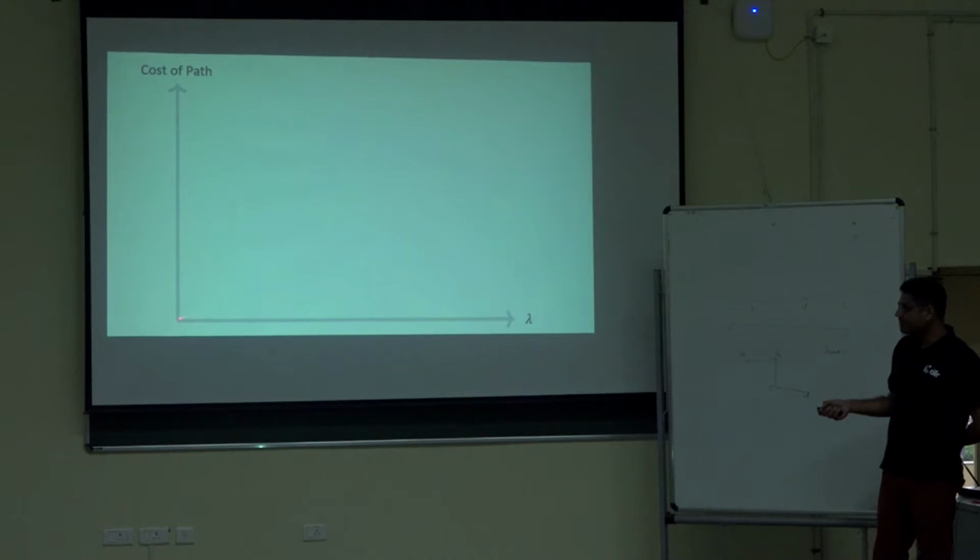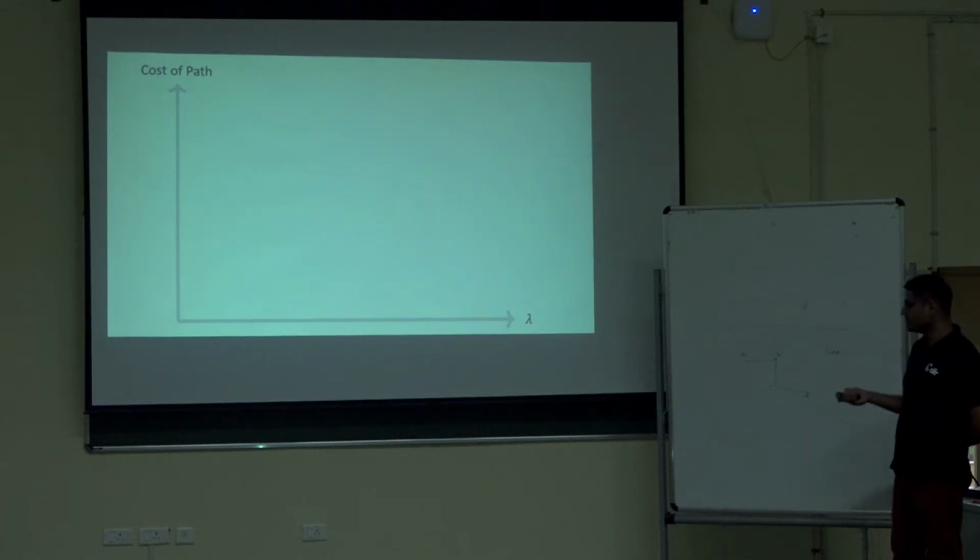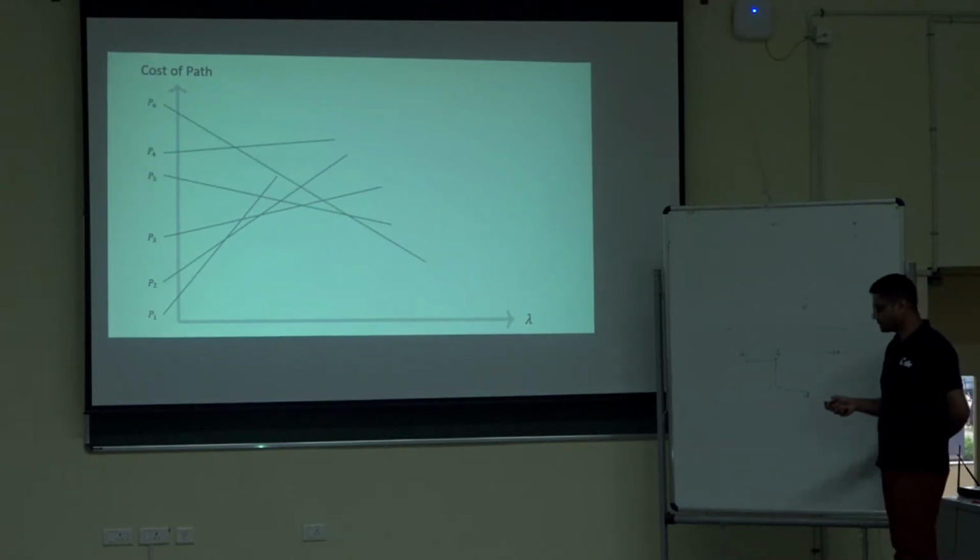So you vary lambda from 0 to infinity. It could also be minus infinity to infinity; it doesn't make a difference. And we plot the cost of the path on this graph. Since everything is linear, the cost of a path is also a straight line. So this is the path P1. Similarly, P2, P3, P4, P5, P6. All these are linear.